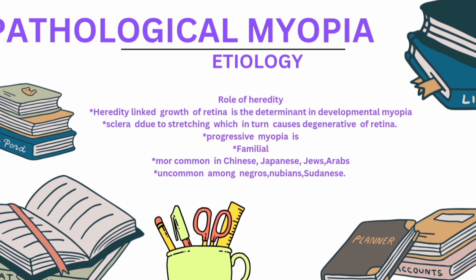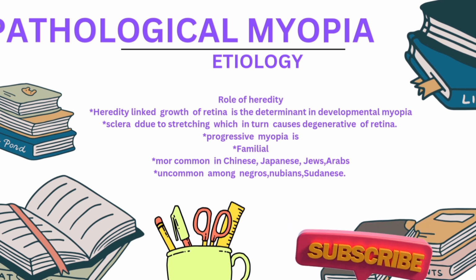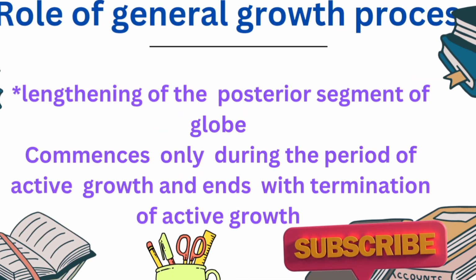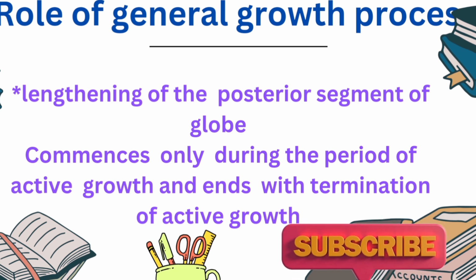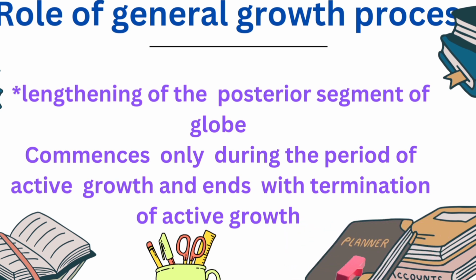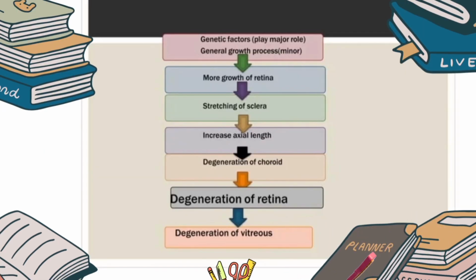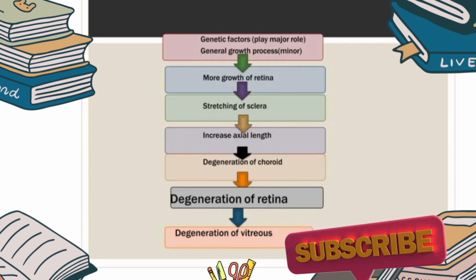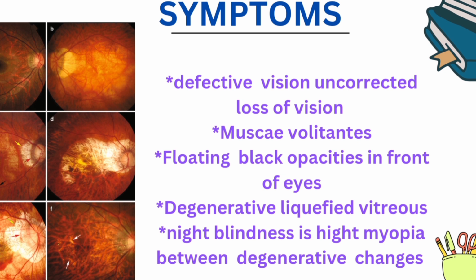Etiology. Heredity-linked growth of retina is the determinant in developmental myopia. Sclera, due to stretching, in turn causes degenerative changes of retina. Progressive myopia is familial, more common in Chinese, Japanese, Jews, Arabs, uncommon among Negroes and Nubians. Genetic factors lead to more growth of retina. It will cause stretching of sclera, because of that increase in axial length and degeneration of choroid starts. It will lead to degeneration of retina and vitreous.